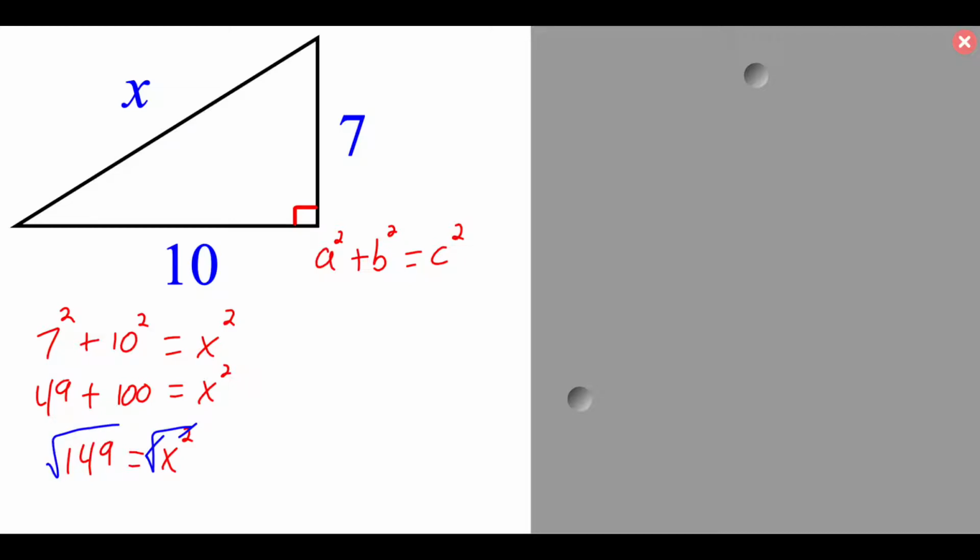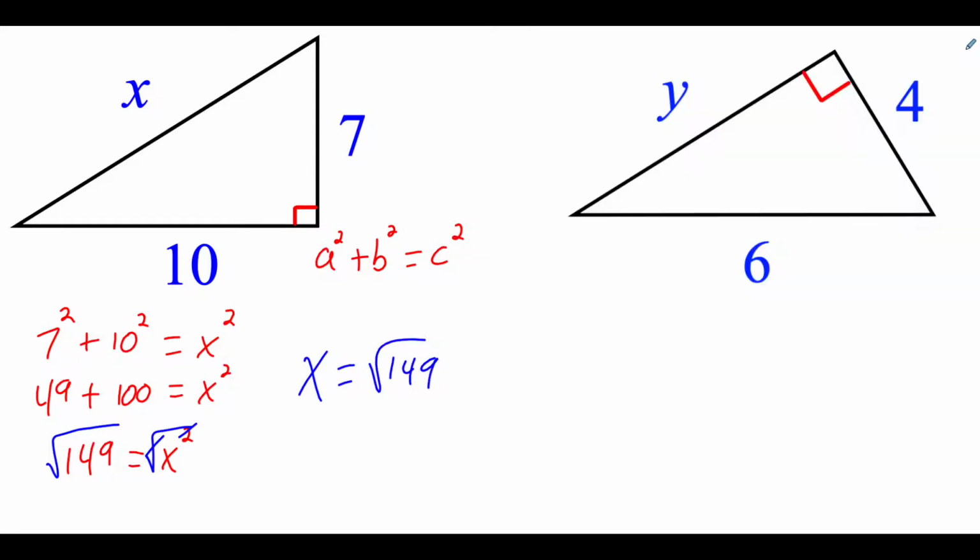Now, one thing we talked about with square roots is that we always want to simplify them down as much as possible. But if we try to make a factor tree for 149, there's nothing that's going to divide nicely in there. 149 is actually prime, meaning it doesn't have any other factors besides 1 and itself. So there is no way for us to break down this radical at all. So this hypotenuse, we're just going to say that x is the square root of 149.